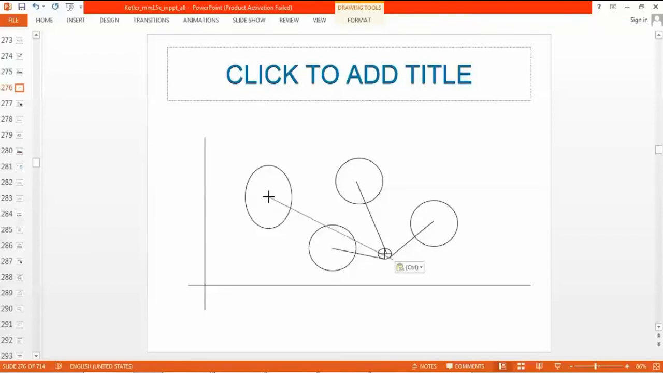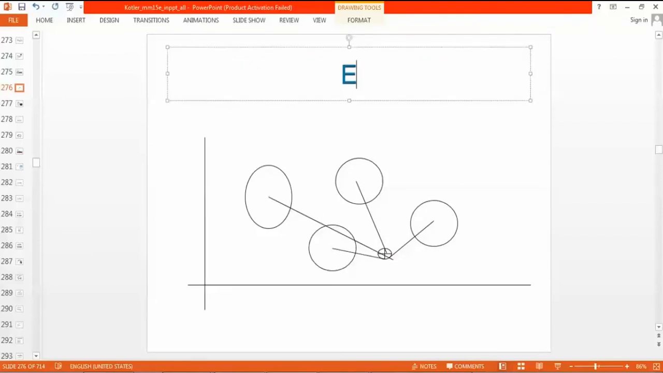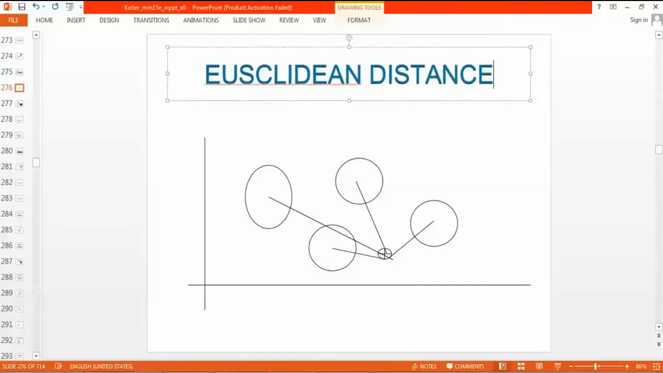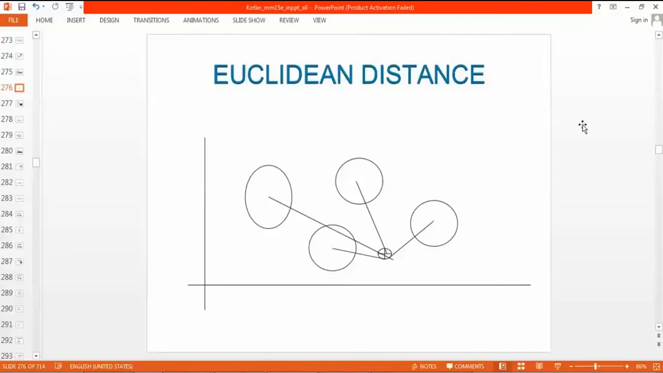So this is what we call Euclidean distance. Alright. So I will not cover more detail on how to calculate the Euclidean distance. Maybe some other time. But that is the way we identify which cluster a customer belongs to.